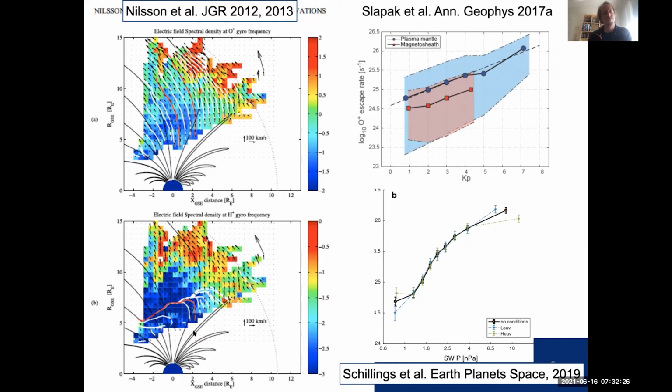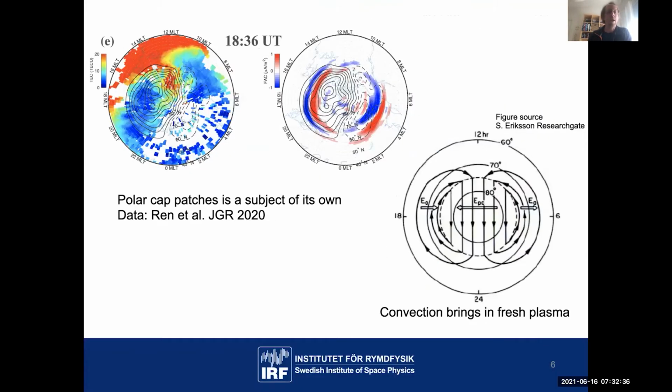There are cold ion populations and hot ion populations, but the cold ones are dominated by protons. So it's typically the classical polar wind. I mentioned this, that the F-region plasma is long-lived.